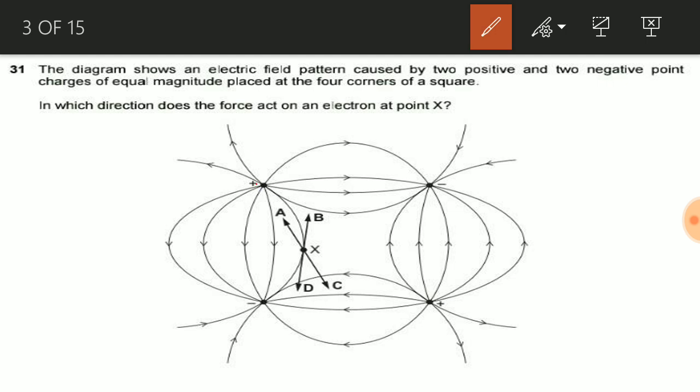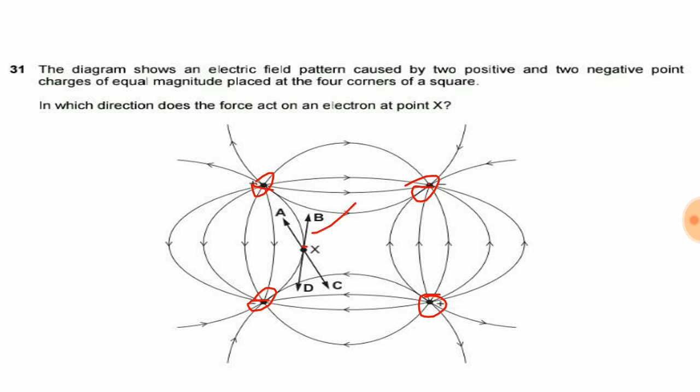In this question, we are given 4 charges. The 4 charges are at the corners of a square, and the x is the electron. We need to identify the direction of the force the electron is experiencing at x. As the electron is at x, the direction of force should be towards the positive charge. So our answer can be A or B, but the direction of force along a line of force is shown by a tangent. Here B is a tangent, so our answer for question number 31 is B.